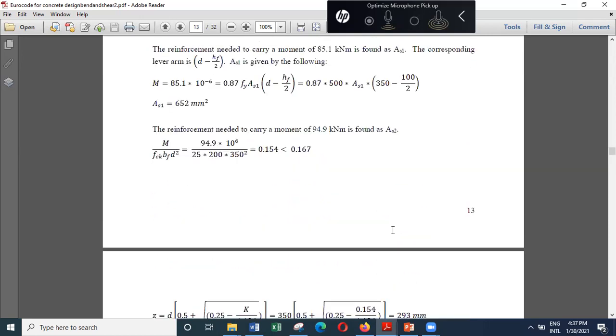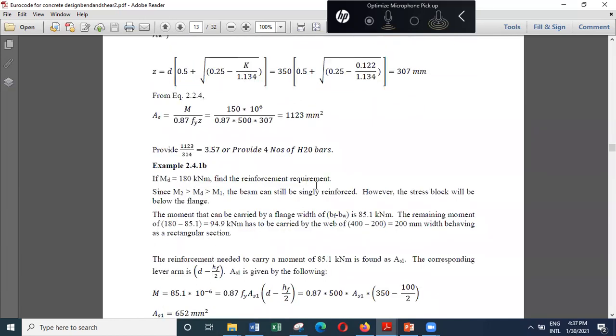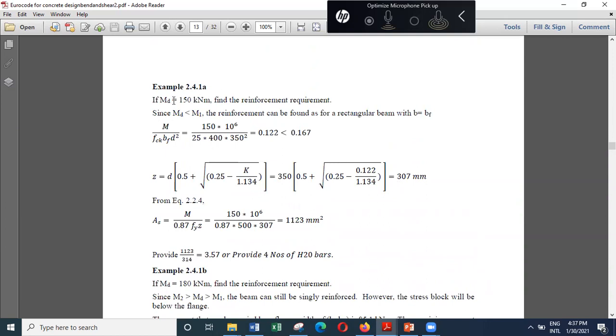So is this clear? What happens when the bending moment is 180 kilonewton meters? So when the bending moment is 150, no problem, because it is less than the moment that can be carried by utilizing the flange fully. This is not a problem at all. Is that right?